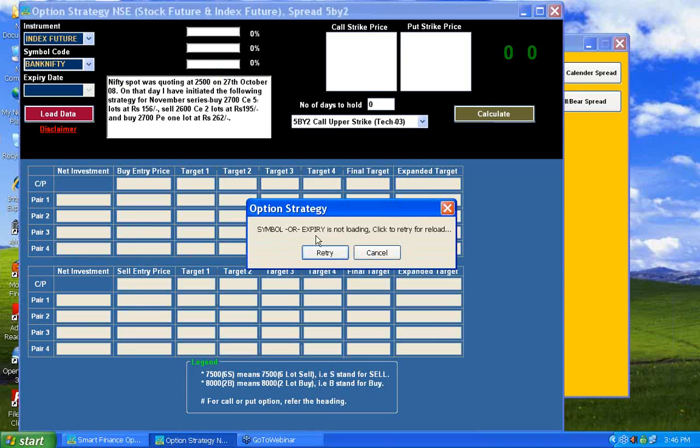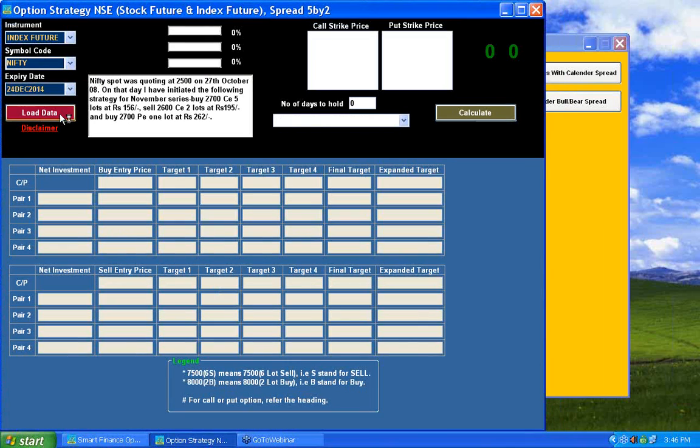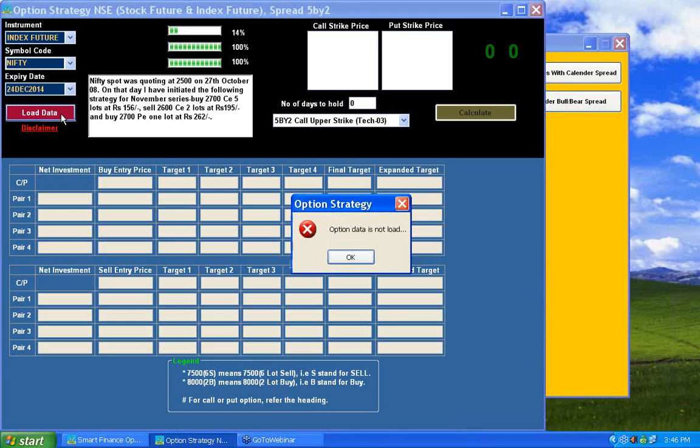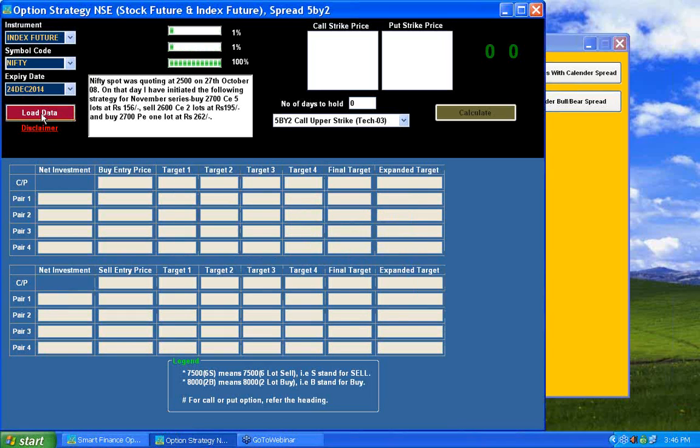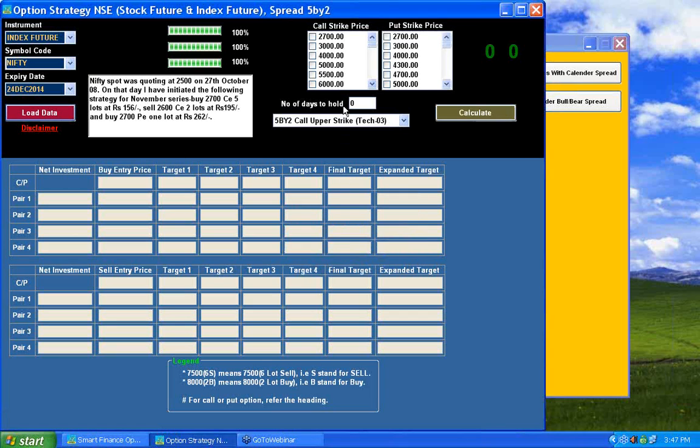But here is how this software helps you. Once you load the symbol here and go to the load data section, it will put in all the data required for initiating this strategy. It will form different combinations, and show what profitability and liability each combination has. Whenever the data load is successful, it will show that the data load is successful, or else it will show that the data load has failed.